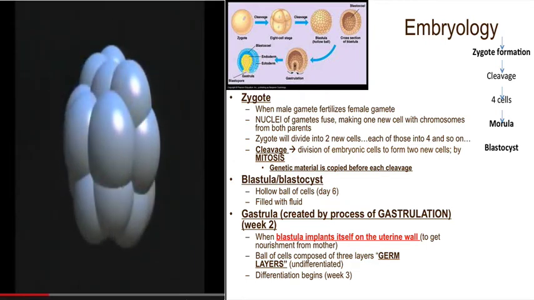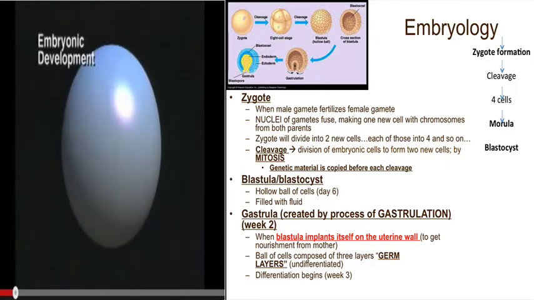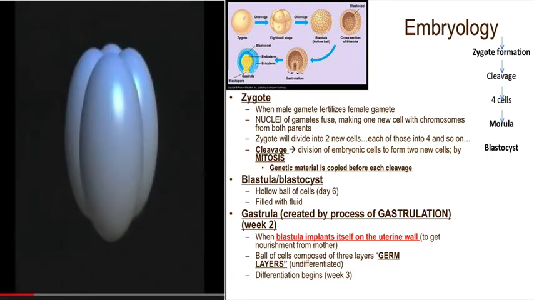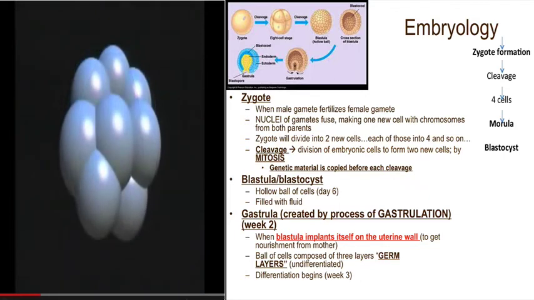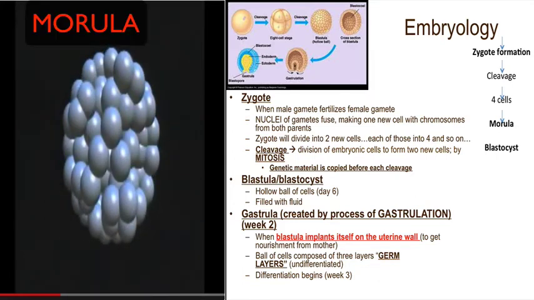And all cleavage is a fancy way of saying many rounds of mitosis. So that one zygote divides into two identical cells, which will then divide into 4 identical cells, and then 8, and then 16, and then 32, and so on, until we literally have a dense ball of around 64 cells. And this is what we're going to call a morula.